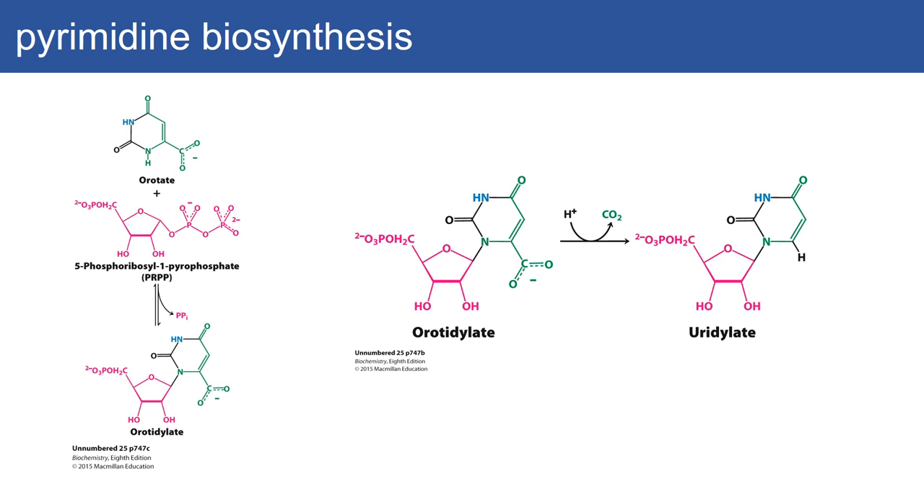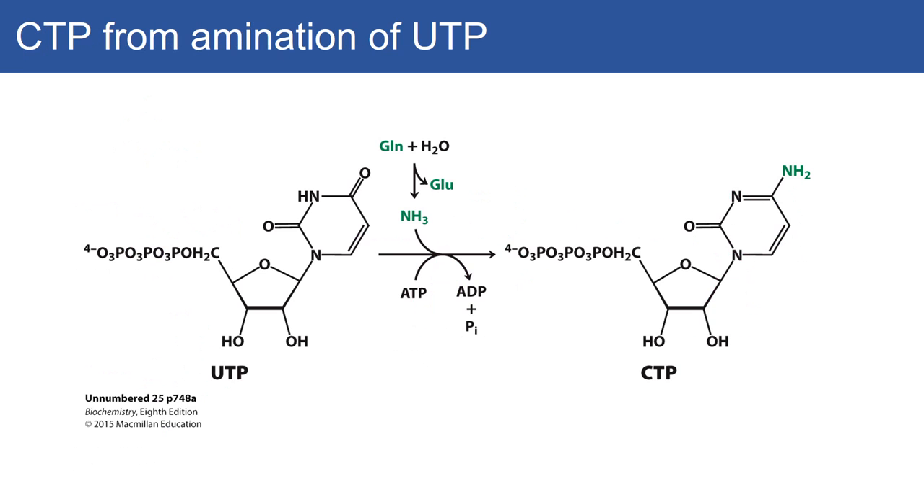And so PRPP provides the ribose ring, the orotate provides the pyrimidine structure, and now all of a sudden we're at the manufacturing of nucleotides. From there, we can manufacture CTP by transaminating, by taking off the amine group from a glutamine and adding it instead of that carboxyl group to form CTP from UTP. And that's a simple reaction.